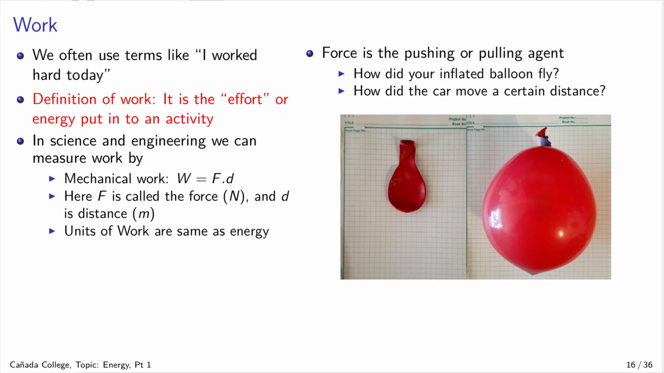And in science and engineering, we can measure different types of work, and one of the most common types of work is called mechanical work, and that is measured as W, which is work, is given by the product of F times the distance d. And here F is called the force. It's measured in a quantity called newtons, and we are going to talk about that in a moment. Okay. Now the important thing to remember is that the units of work are the same as that of energy. Okay. So for example, if you represent energy by calories, then you can represent work done also by calories.